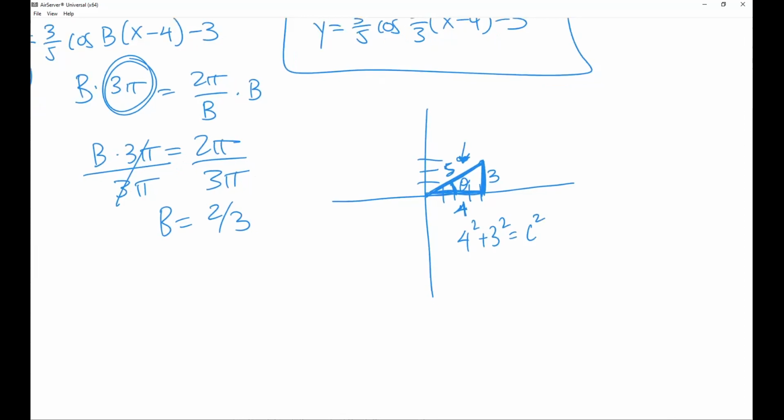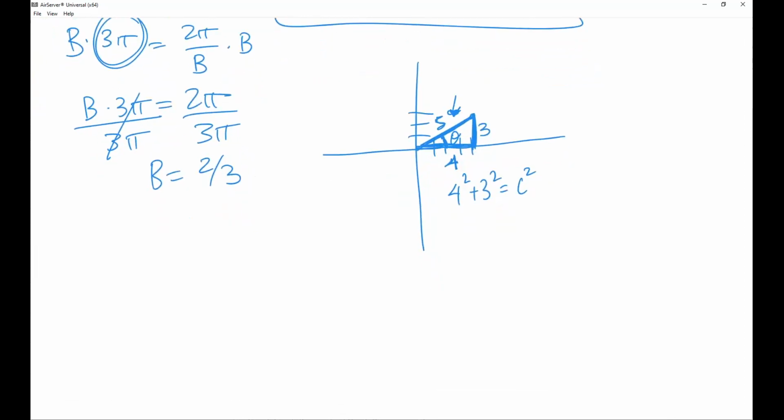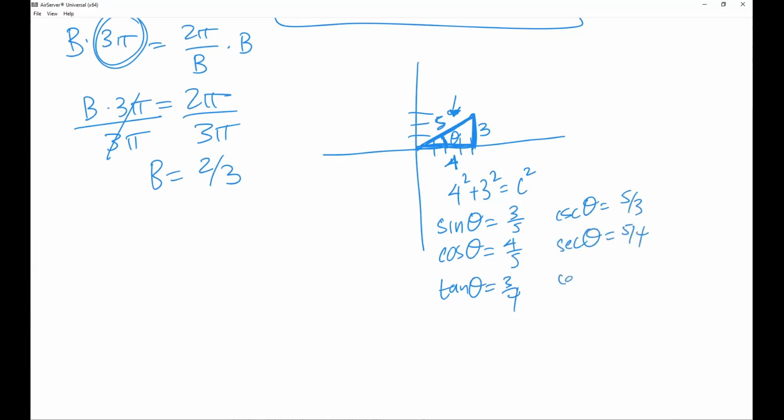Correct? Okay, so to get the sine of theta, that's 3 over 5, right? Opposite over hypotenuse. How do you get the cosine of theta? 4 over 5. What's the tangent of theta? 3 over 4. Cosecant of theta? 5 over 3. And cotangent. All right, you guys are geniuses. This is it.